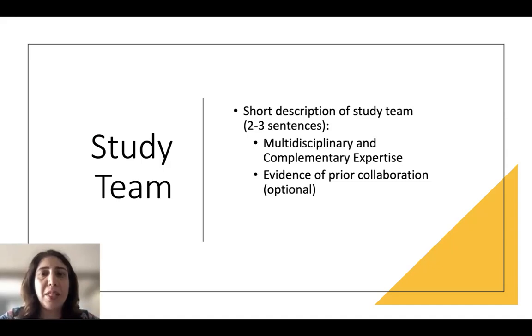So it's very important that you have the right people on your team with that specific expertise, and you specify the expertise, like: our team members are Dr. X, who has expertise in topic A. Also, sometimes it's good if you have evidence of prior collaboration. Again, you mention that in your report. This is optional for these smaller grants, so the chances that there are prior collaborations are probably less. But if you have a prior collaboration with your team members, you want to mention that in this section.